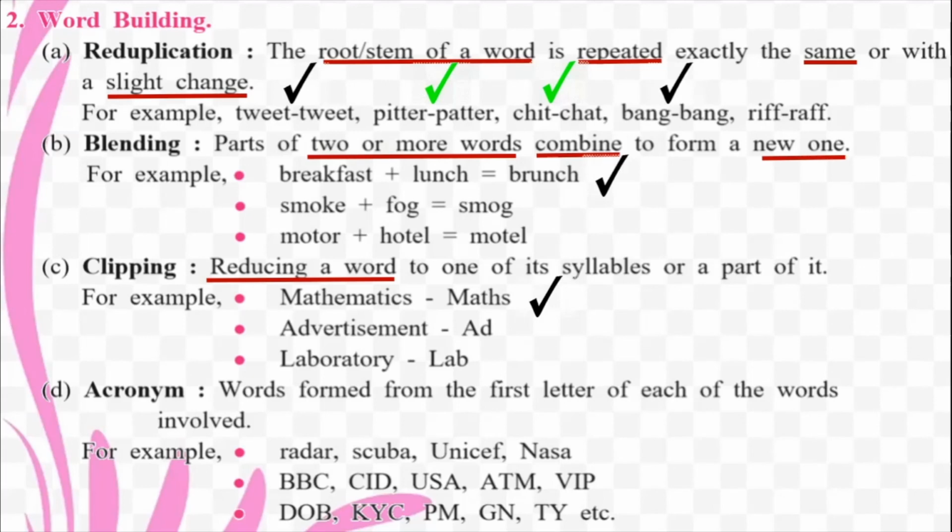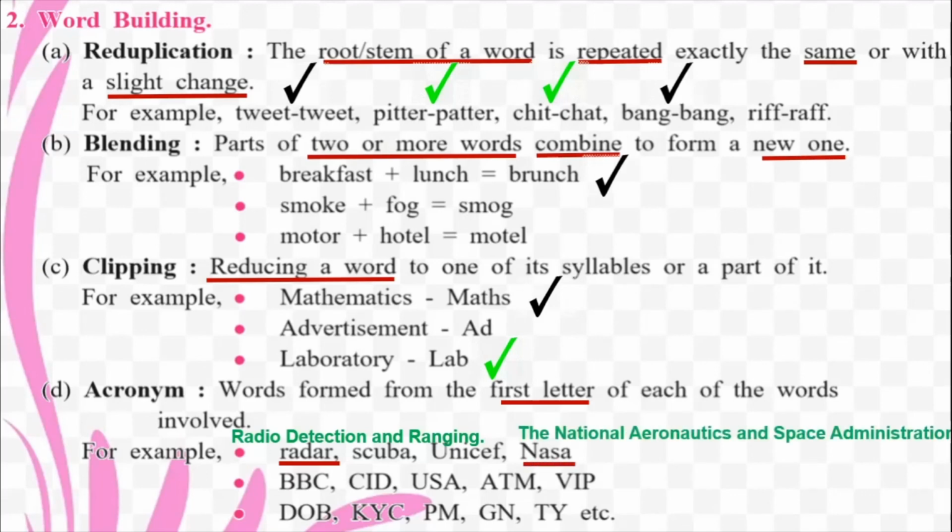Then we come to the next one, that is acronym, where words are formed from the first letter of each of the words involved. So you have radar, which is radio detection and ranging. You have scuba, you have UNICEF, you have NASA, which is National Aeronautics and Space Administration. Similarly, you have BBC, CID, USA, ATM, VIP, DOB, KYC, PM. See, all these could be examples of acronyms.